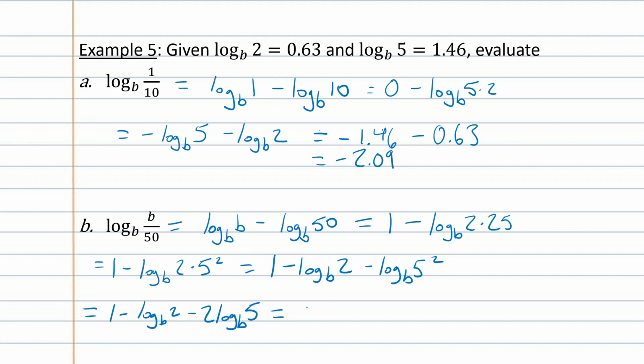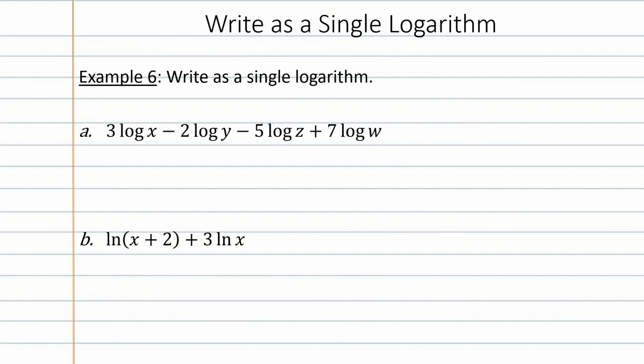Now I'm going to go ahead and do my substitution. It'll be 1 minus 0.63 minus 2 times 1.46. Now all you have to do is take your calculator and type that in. 1 minus 0.63 minus 2 times 1.46. You get negative 2.55. And you're done. Now we've converted from a single logarithm to a multiple of logarithms where we've added or subtracted.